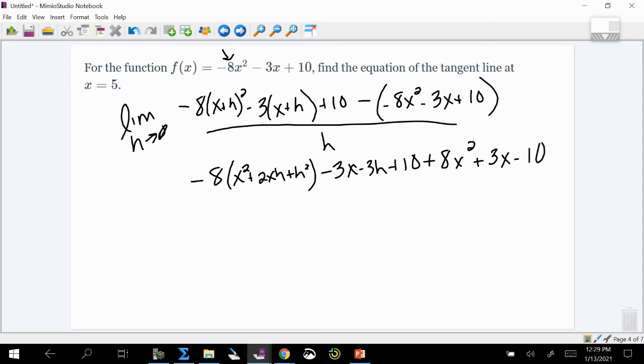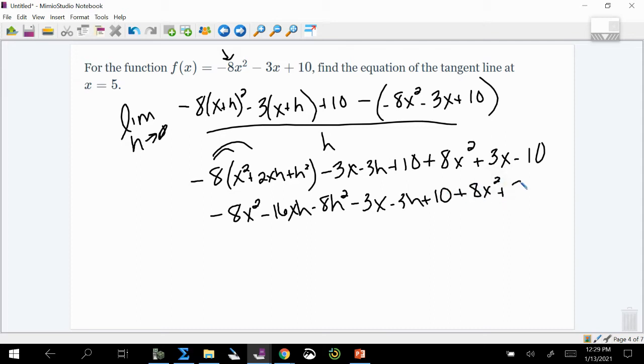And then I'm going to go a step further and distribute this negative 8 to give me a negative 8x squared, a negative 16xh, a negative 8h squared, and then everything else that you see here, which if you want to rewrite it, you can, or if you just want to start from there, that's fine too. And again, all of this is over h, and the whole thing has a limit as h goes to 0. So now we're going to start canceling.